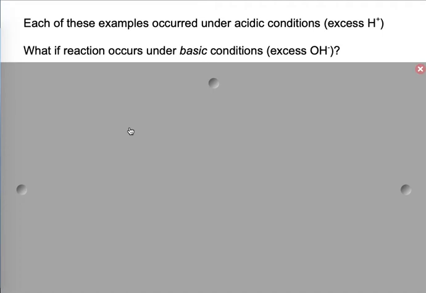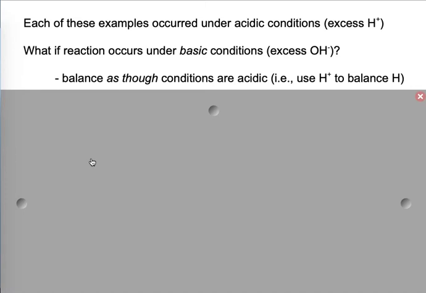The second important point is that in order for the reaction to be accurate, if it's under basic conditions, you cannot have hydrogen ion in the final reaction because that would be chemically wrong. Okay? So what we're going to do, if it's under basic conditions, is to begin by balancing it using the method we just learned as though it were under acidic conditions. So we're going to temporarily pretend it's acidic and use hydrogen ion to balance hydrogen, just as we did.